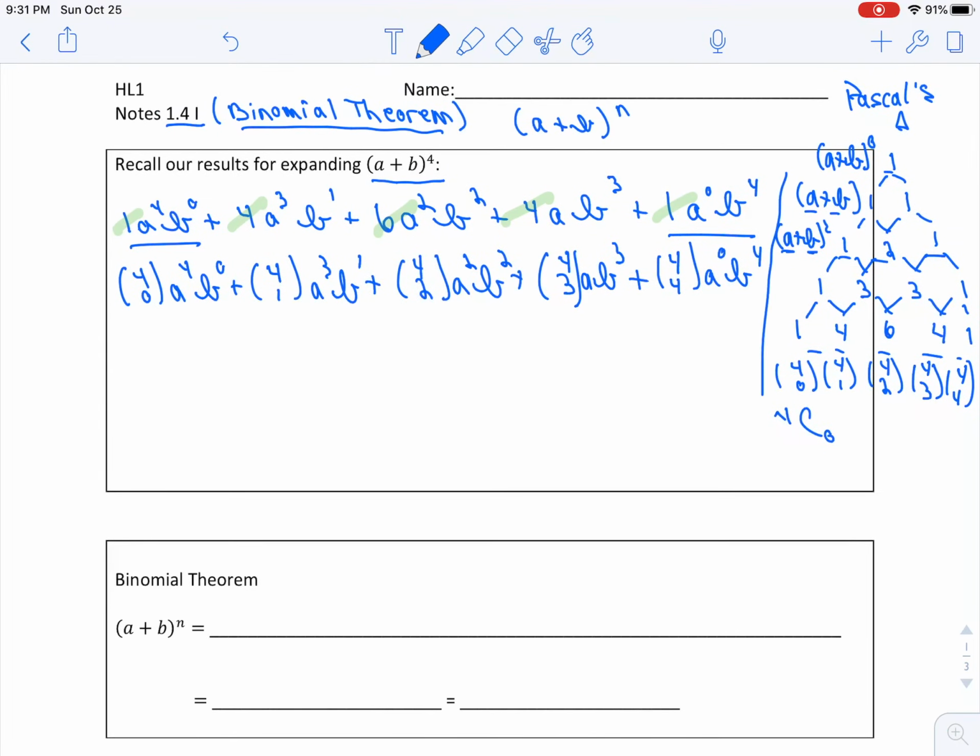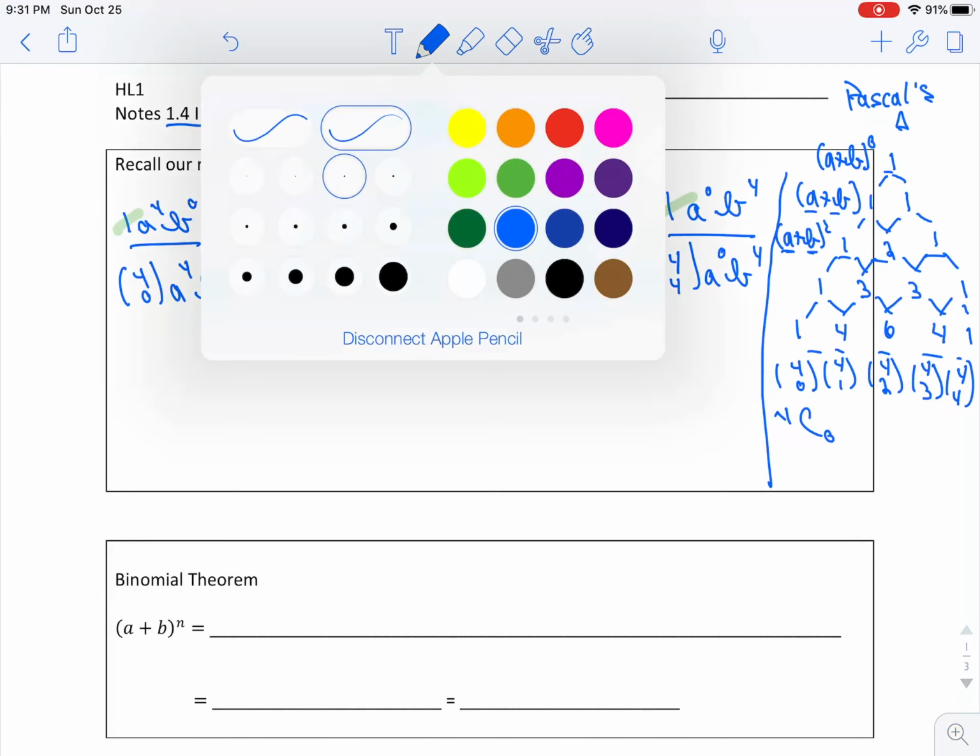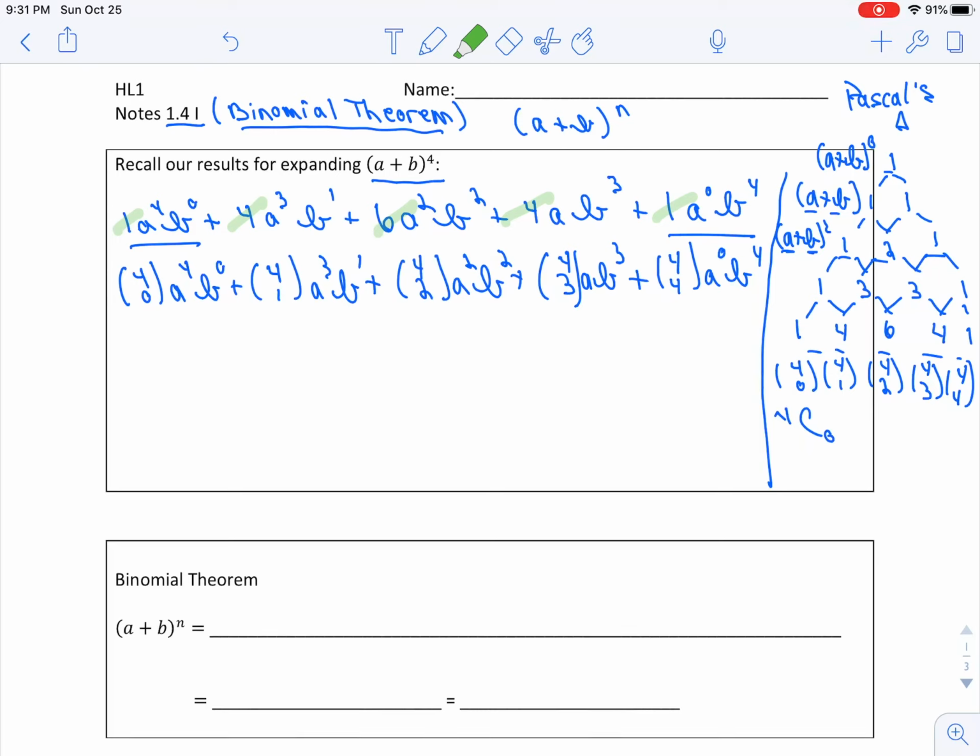So if we look at that now, we should be able to see patterns, and we talked about the patterns in class. In particular, I want to make note of the fact that we see a 0 here and then a 0 up here, a 1 here, a 1 here, a 2 here, so those match. I also want to point out that the exponents for a are 4 minus 0, this is 3, so it's 4 minus 1, 2, so this is 4 minus 2, this is 4 minus 3, this is 4 minus 4.